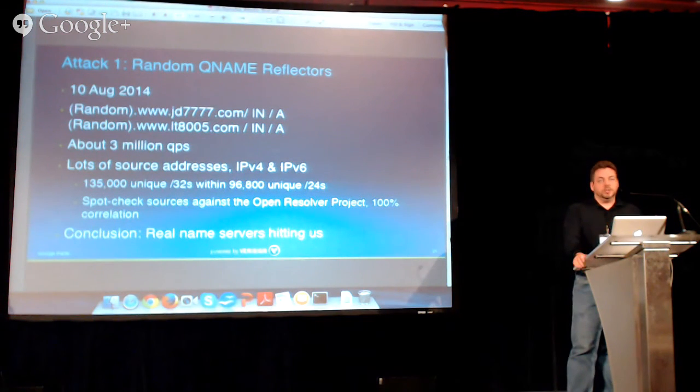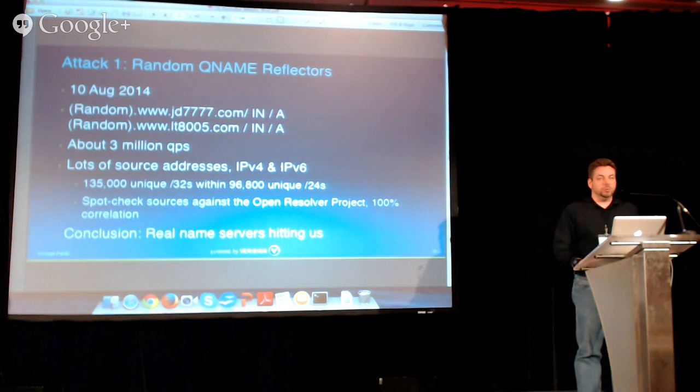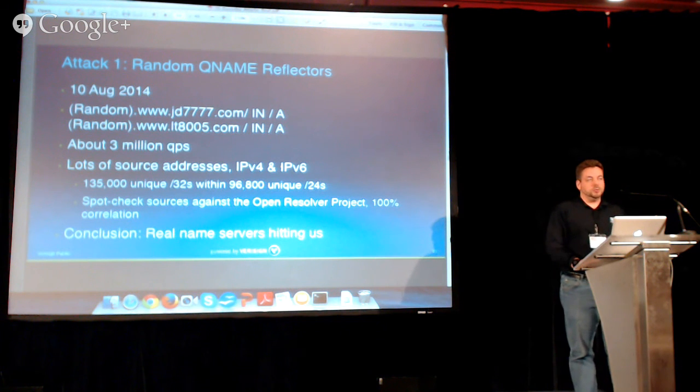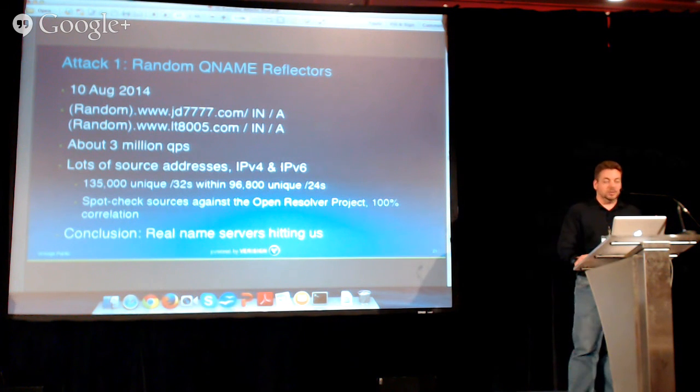One of the attacks we've been seeing most recently is what we like to call random qname reflector attacks. One of the notable ones happened on August 10th of 2014, where, in 2 separate events on that day, we received 2 different queries. I'm sure everyone in this room has already seen these, but in this case, we saw 3 million queries per second, first for JD7777.com and later for LT8005.com.